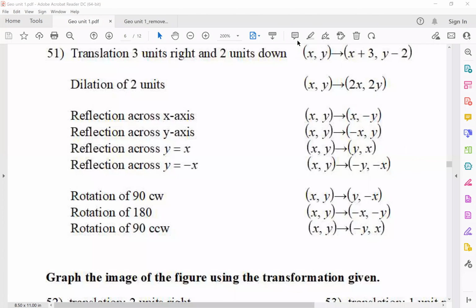For today, we're going to start moving into what we call reflection. Yesterday we talked about translation and dilation. Today we're going to talk about reflection. When I see the word reflection, I think of the word reflect. You know what happens on the mirror.